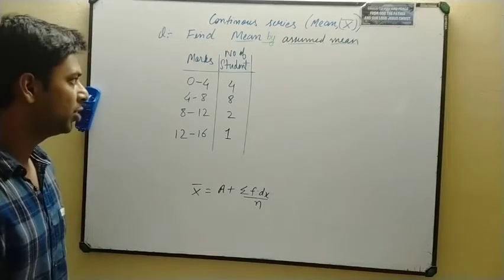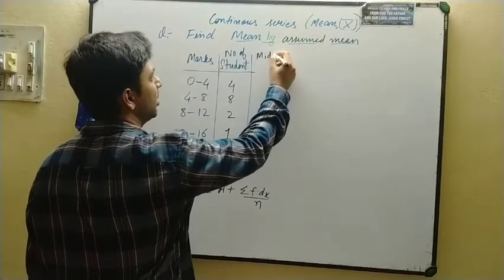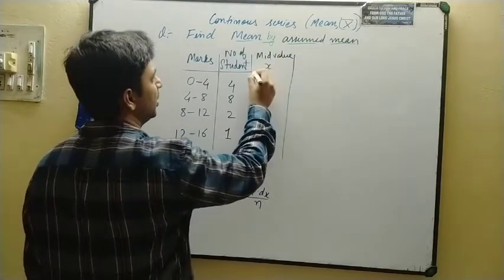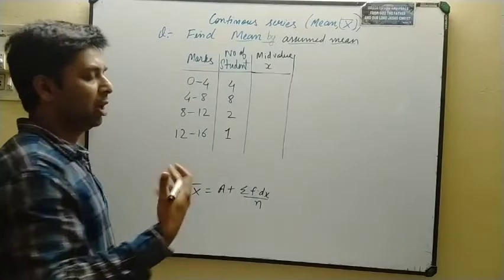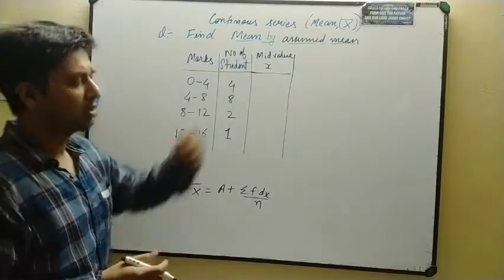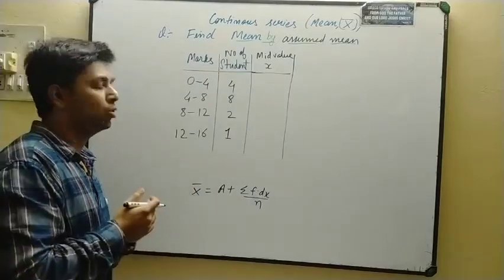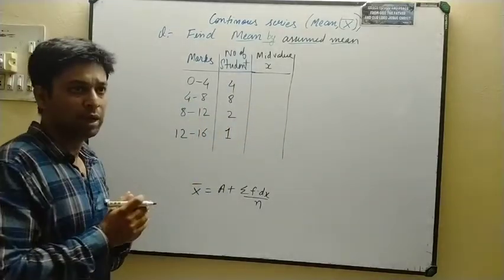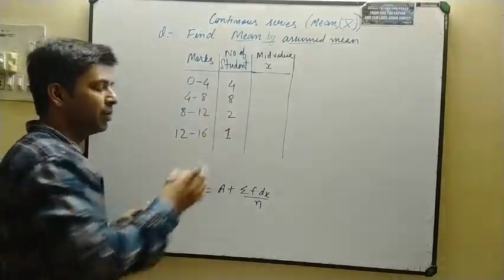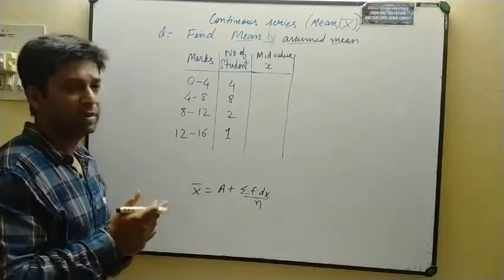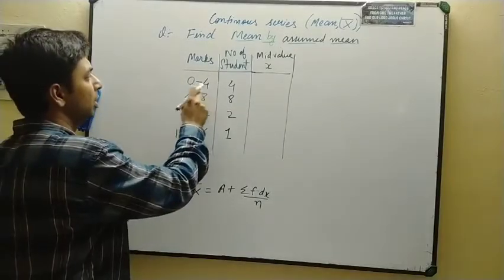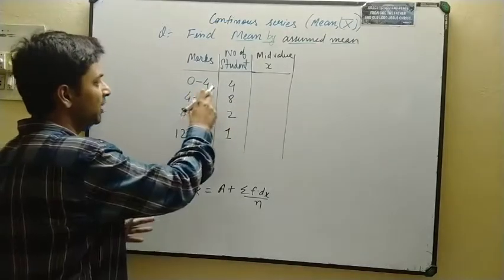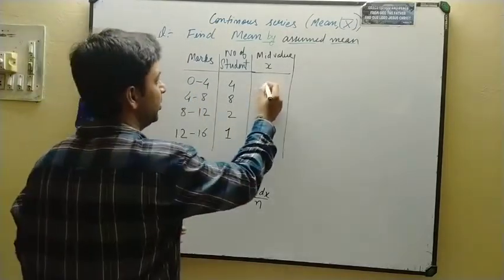Now what do we calculate? The first thing which we will calculate is mid value, which is x. As we know, this is the assumed mean method, so you'll have to assume a mean, and you cannot select it from frequency. First of all, mid value. We add the lower limit and upper limit and divide it by 2. That means 0 plus 4, and make it half. So this will be 2.